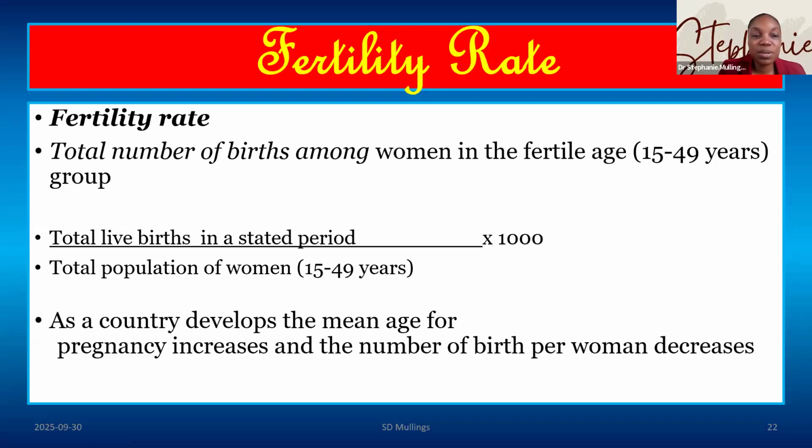But the question to you now is, as a country develops, the mean age for pregnancy increases and the number of births per woman decreases. How do you think that affects the general development of a country? How do you see that affecting our aging population? How do you see that affecting our workforce? You can put your comments in the chat.